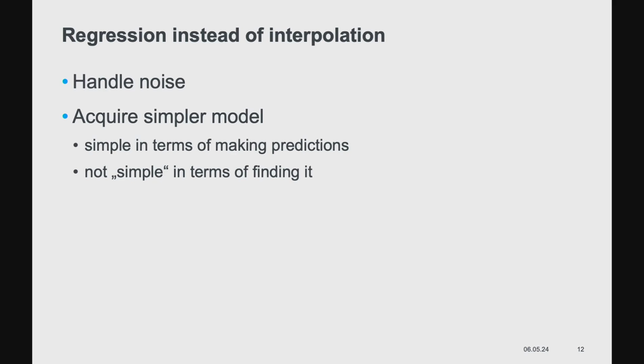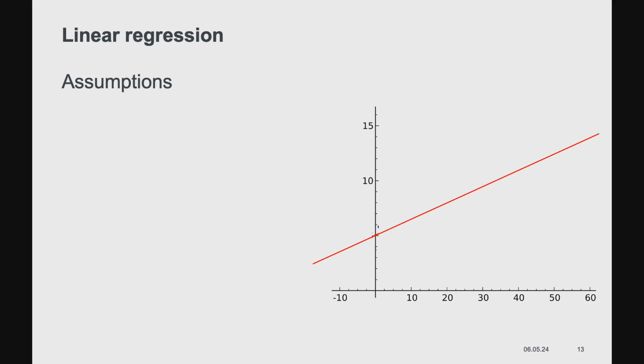But he decided to go for a simple model, and this simple model proved super powerful in making predictions. Simple does not necessarily mean simple in terms of finding the model. We can have all kinds of heavy machinery in order to find a particular model.